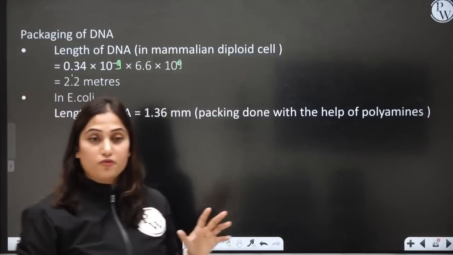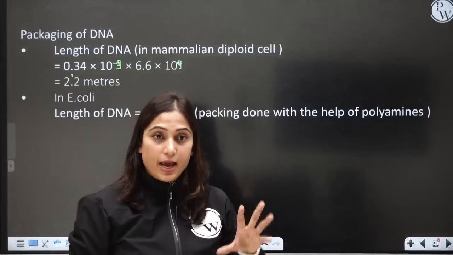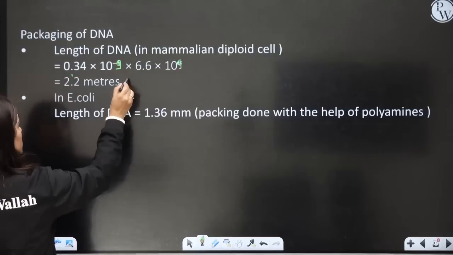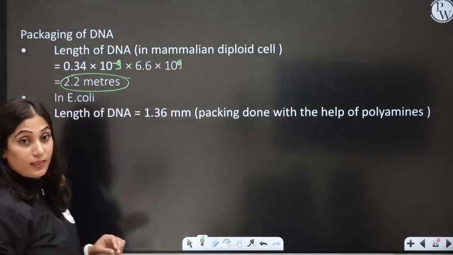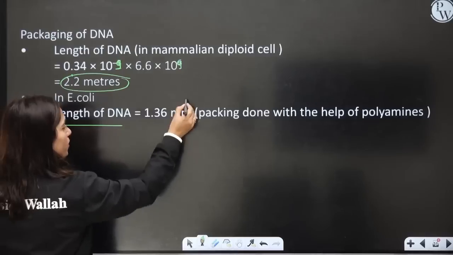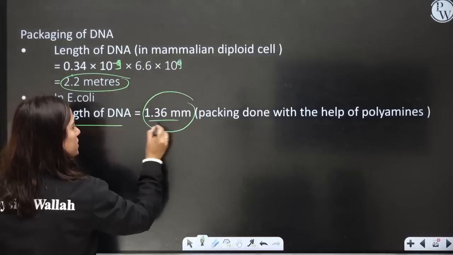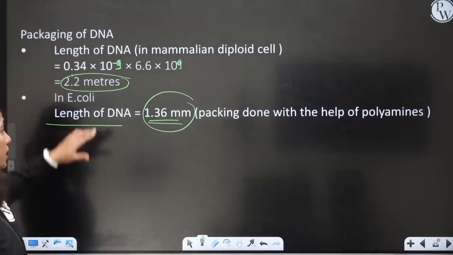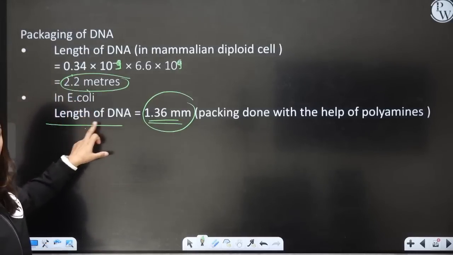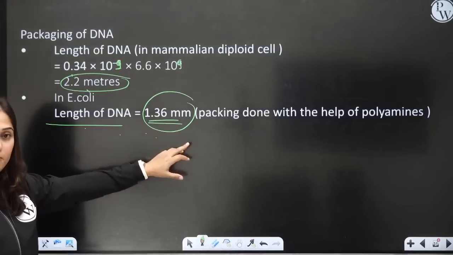Okay, total number of base pairs 6.6 into 10 raised to the power 9 and 0.34 into 10 raised to the power minus 9 meter. So the distance comes out to be 2.2 meters. And in E. coli, in bacteria, the length of the DNA comes out to be approximately 1.36 millimeter. So learn with me. In human diploid cell, the length of DNA is 2.2 meters. In E. coli, the length of DNA is 1.36 millimeter.